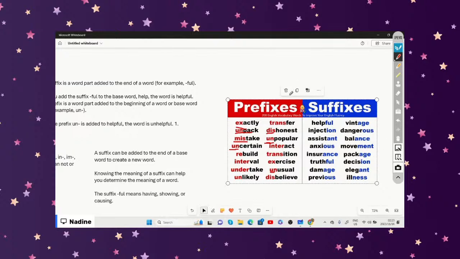And then we have our suffixes, right? Which we add at the end of our word. And the word that we are focusing on is full. So there we have helpful, and we have truthful, and we have thankful, for example, right?